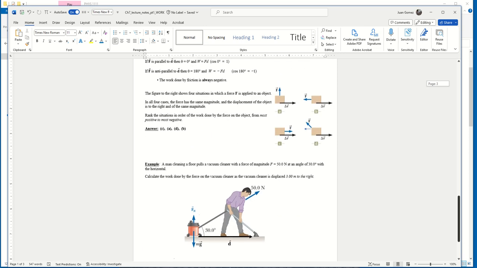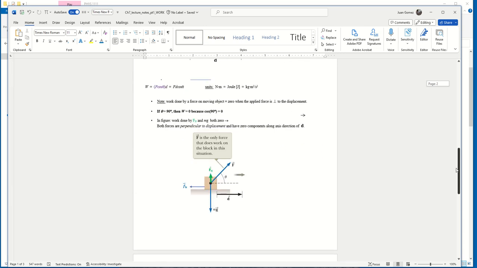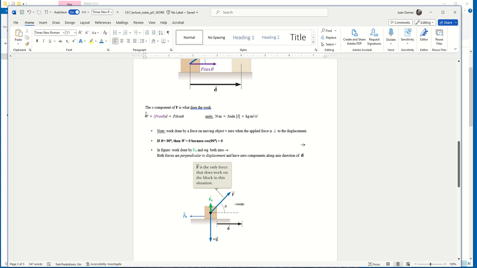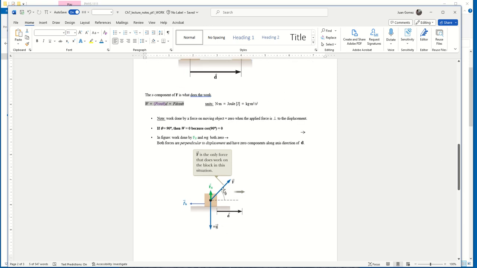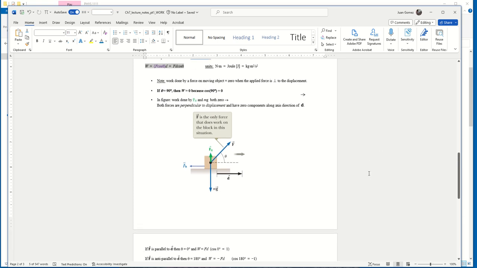Now, we know that work is equal to F D cosine theta, where again, F cosine theta gives you the component of the force that's parallel to D. Perpendicular forces do no work. By that, think of this example: Fn and mg do no work because they are at 90 degrees to D.